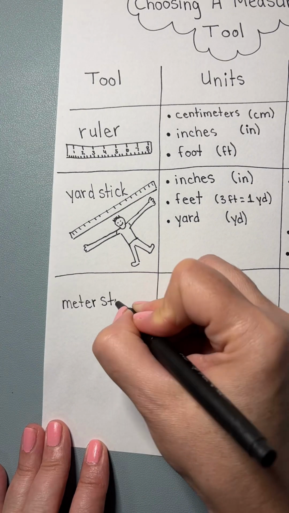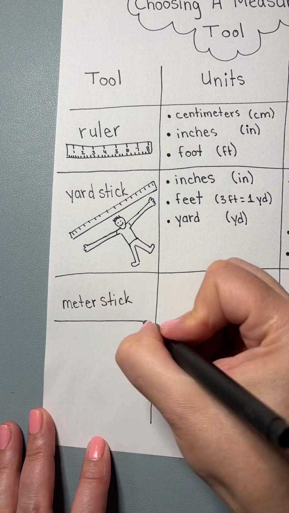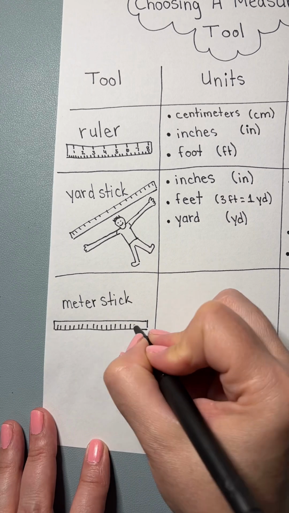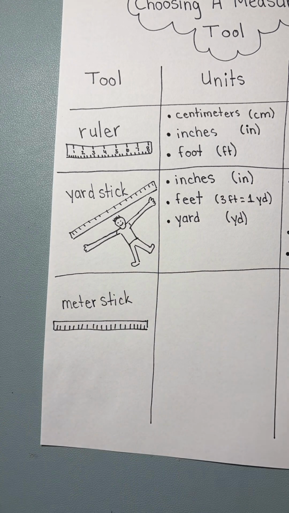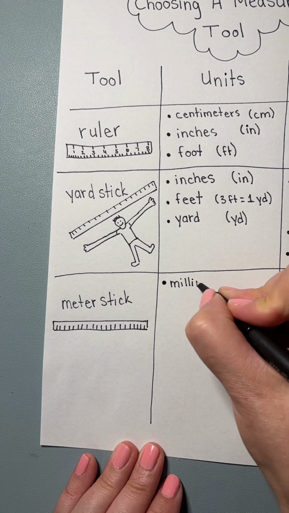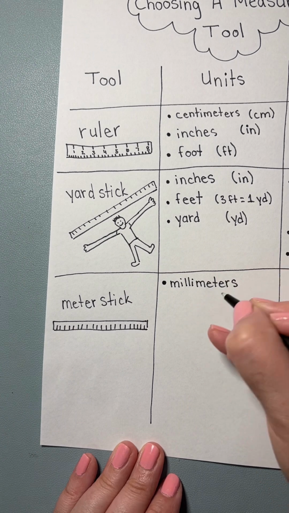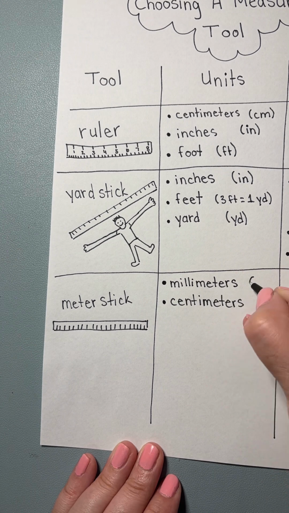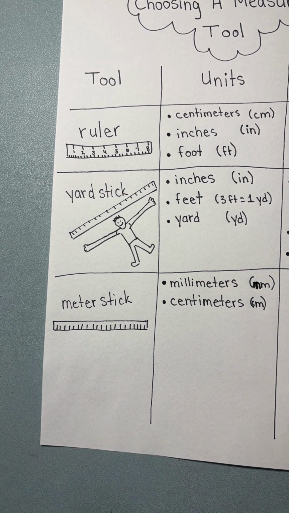And then last but not least, we have the meter stick, which is also longer. It just uses a different metric. So on that one, we have millimeters, mm, and centimeters, cm.